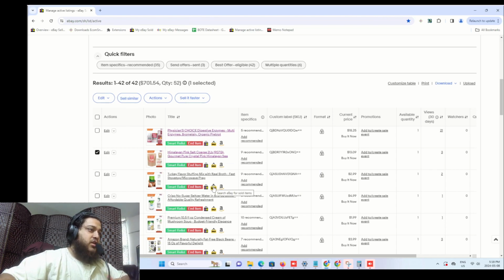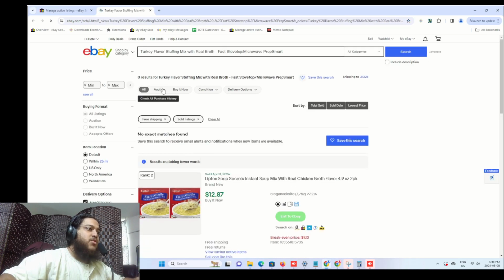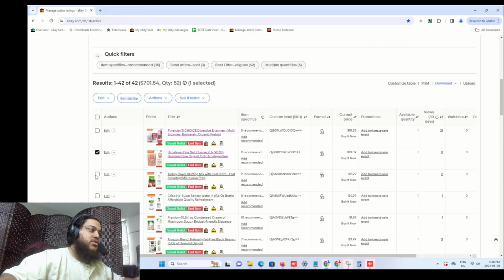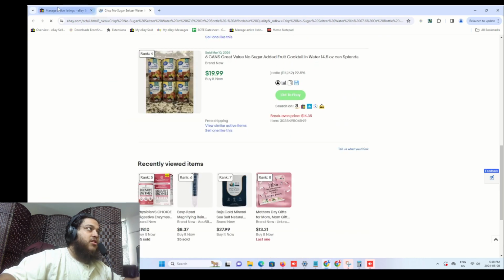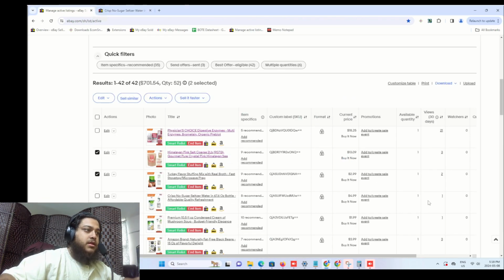So let's take a look at this turkey flavor seasoning. Has anyone ever sold this? No, no one has ever sold it. So I'm going to get out of here. Okay, this one, crisp sugar. It looks like no one has sold it either. This one has one view. I'll just get rid of it.